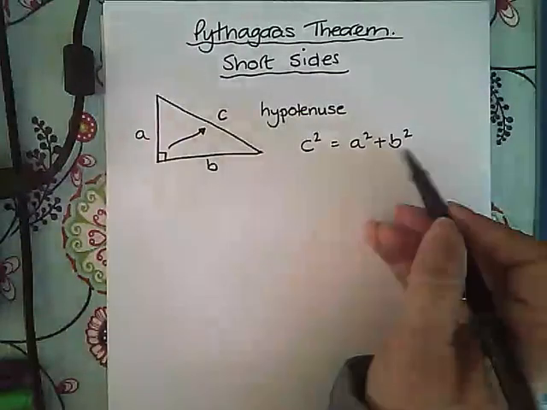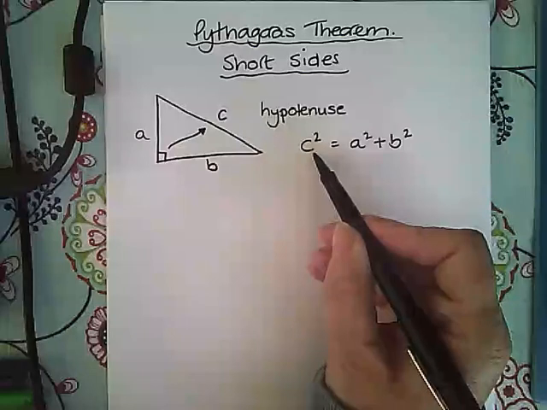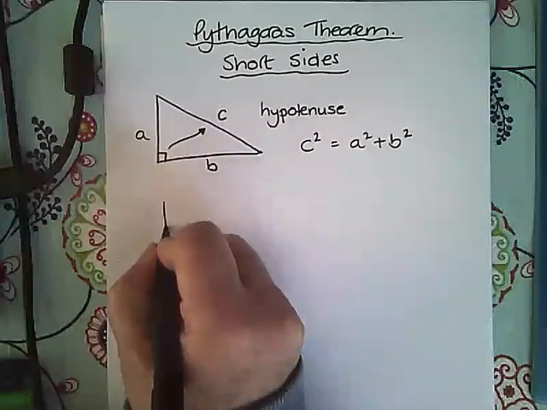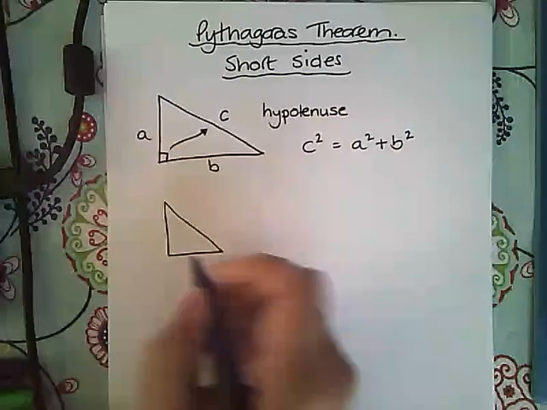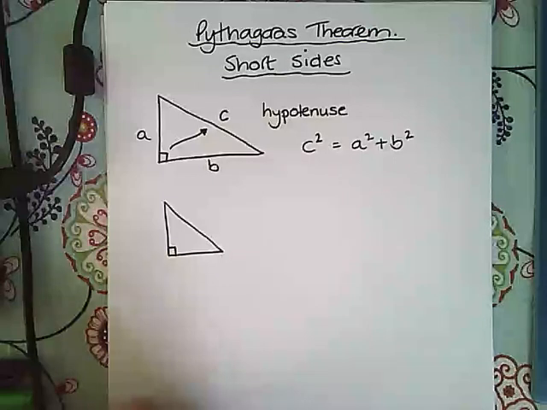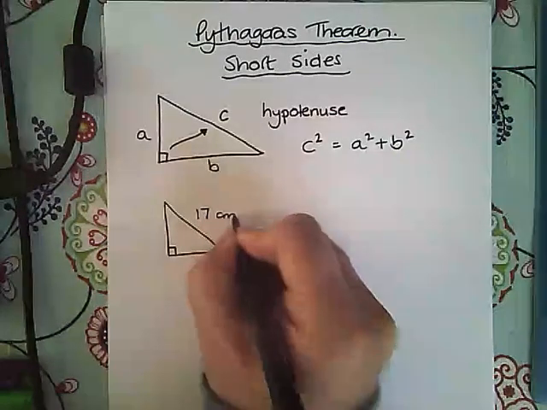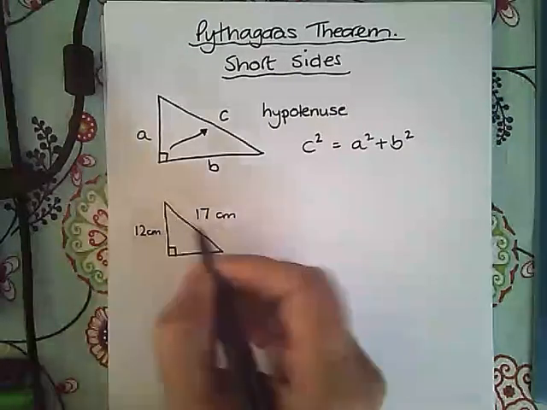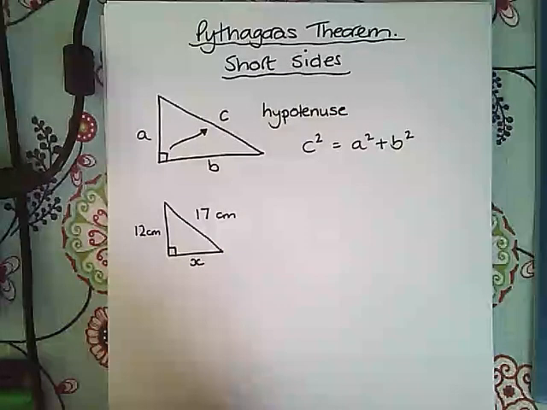Now we used this formula to find the longest side previously, but in this video we're going to find one of the two shorter sides. And I'm going to start off by using this triangle, and this is 17 centimeters, this is 12 centimeters, and this is the missing side x.